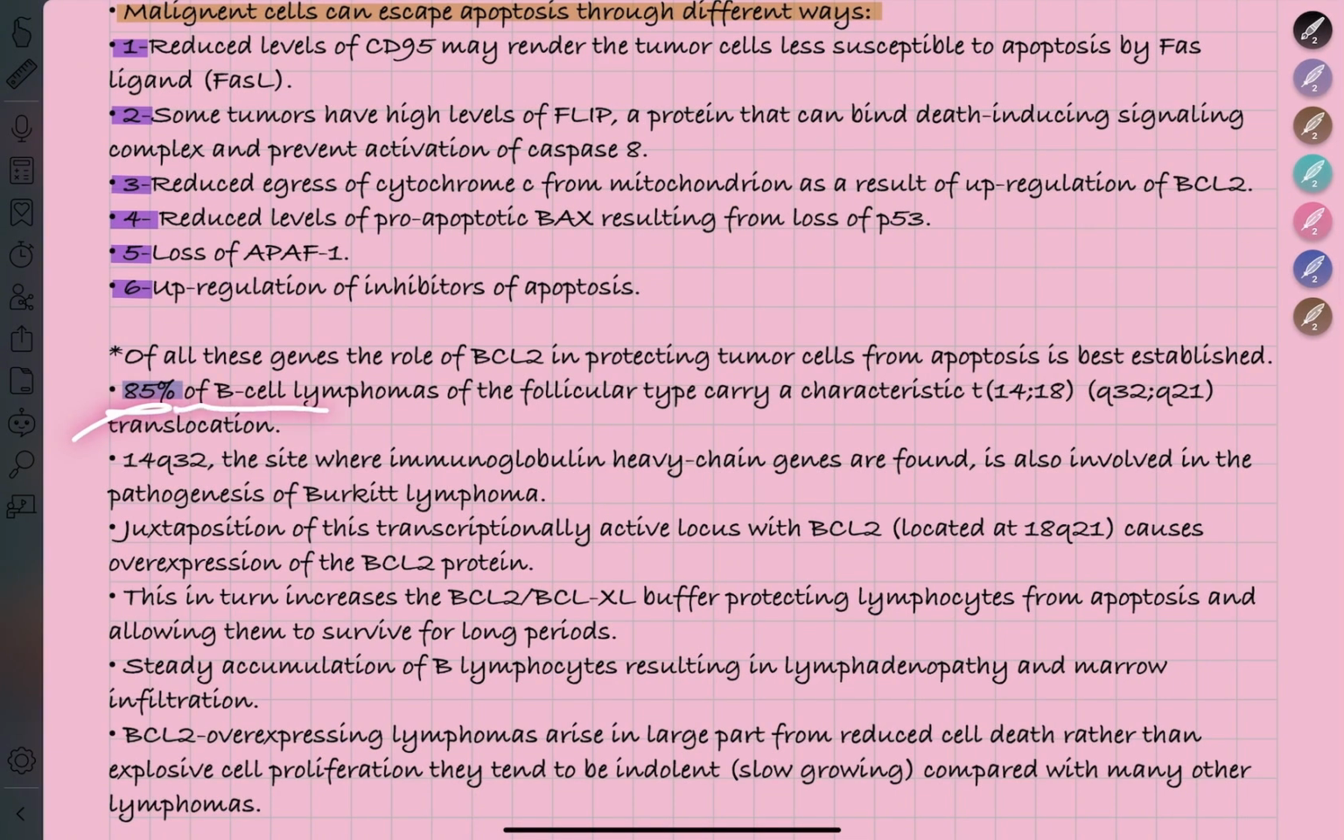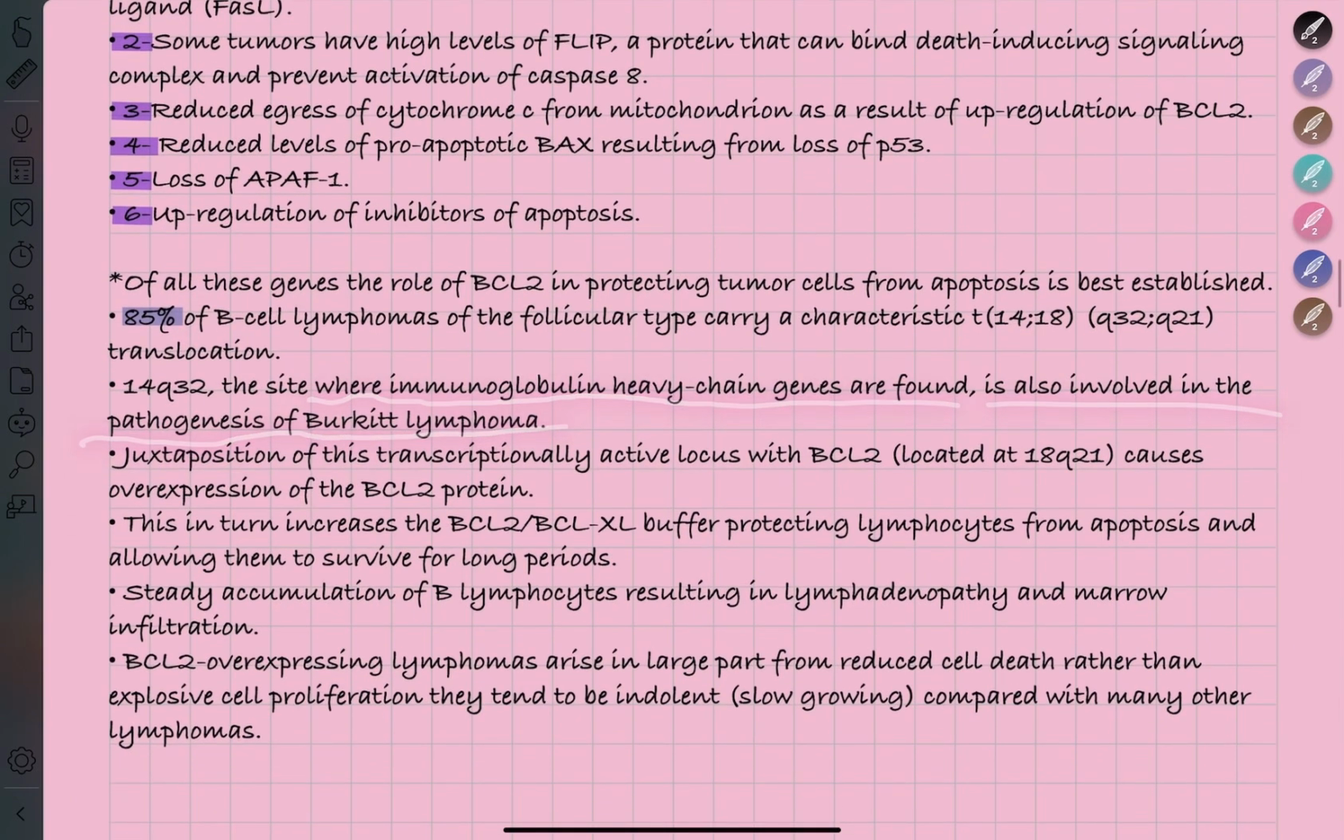85% of B-cell lymphomas of the follicular type carry a characteristic chromosome 14-18, position 32-21 translocation. Okay? Chromosome 14q32, the site where immunoglobulin heavy chain genes are found. It's also involved in the pathogenesis of Burkitt's lymphoma. So, what am I talking about here? B-cell lymphomas of the follicular type have a translocation from chromosome 14 to chromosome 18, position 32-21. Okay? Really simple. They're just talking about the translocation here.